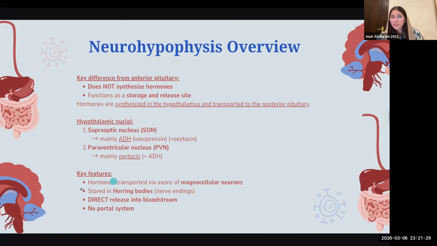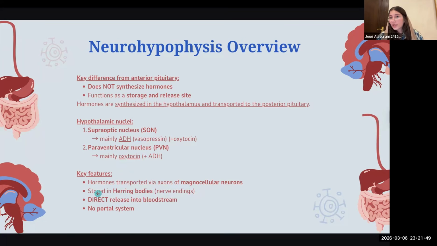And some of the key features is that all of these hormones will be transported via axons of magnocellular neurons. This isn't that important. They will be stored in Herring bodies. Remember, we said Herring bodies, these are the enlarged nerve endings. These bodies are what will store the oxytocin and the ADH.